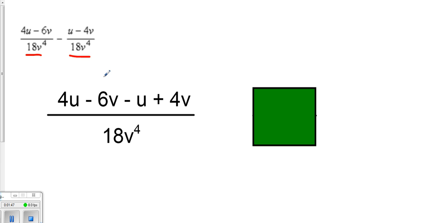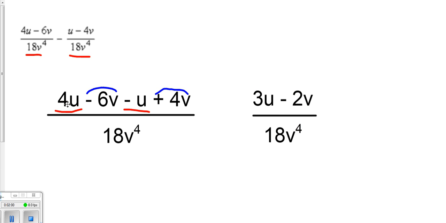Now we just simply match like terms. There we go. And there we go. Now we have our like terms, we just put everything together in our numerator. 4u minus 1u makes 3u. Negative 6v plus 4v makes negative 2v, or minus 2v. It's still all over 18v to the fourth.